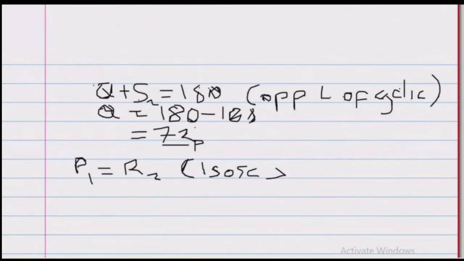And I can say angles opposite equal sides, equal sides.